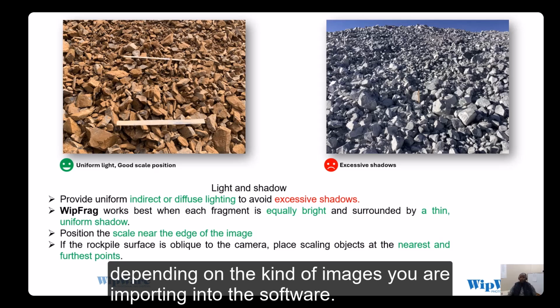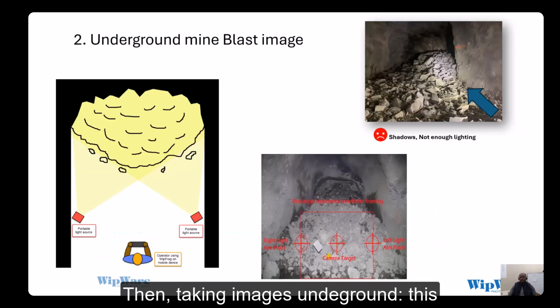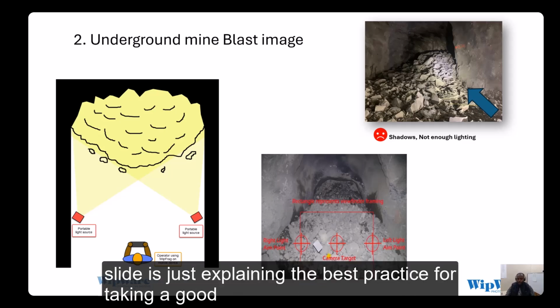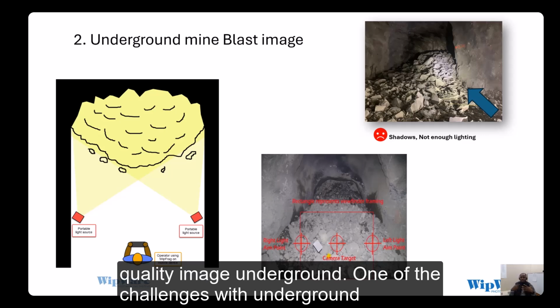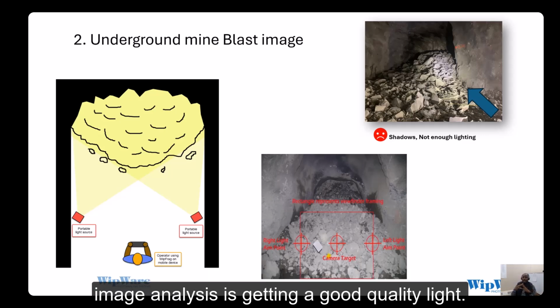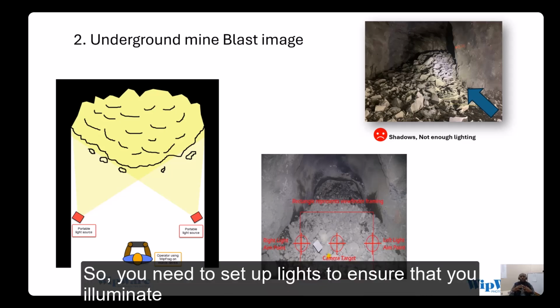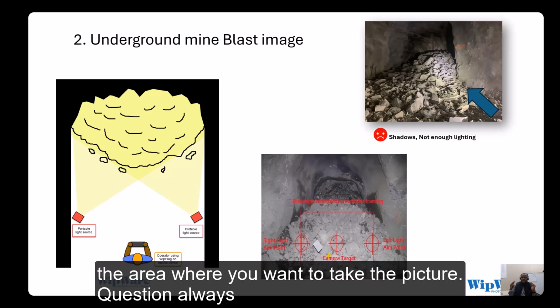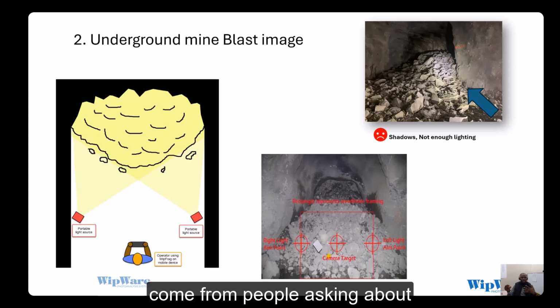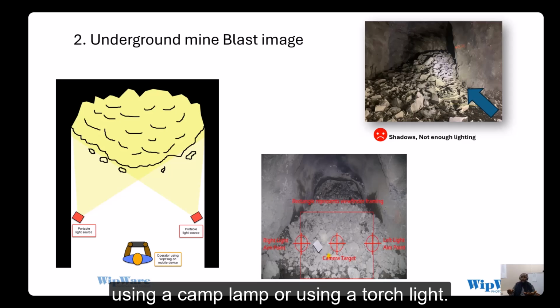Then taking images underground. This slide is just explaining the best practice to take a good quality image underground. One of the challenges with underground image analysis is getting good quality light. So you need to set up lights to ensure that you illuminate the area where you want to take the picture. Questions always come from people asking about using a cap lamp or using a torchlight.